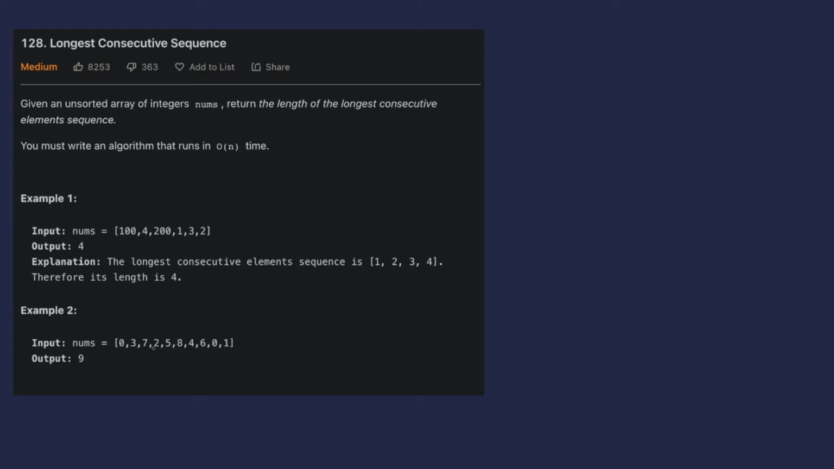Again, if we look through the second example, we see we have 0, 1, 2, 3, 4, 5, 6, 7, 8, which is of length 9. The reason this algorithm is tricky is because these numbers are unsorted. So how are we figuring out what that length is? Let's try to understand it.